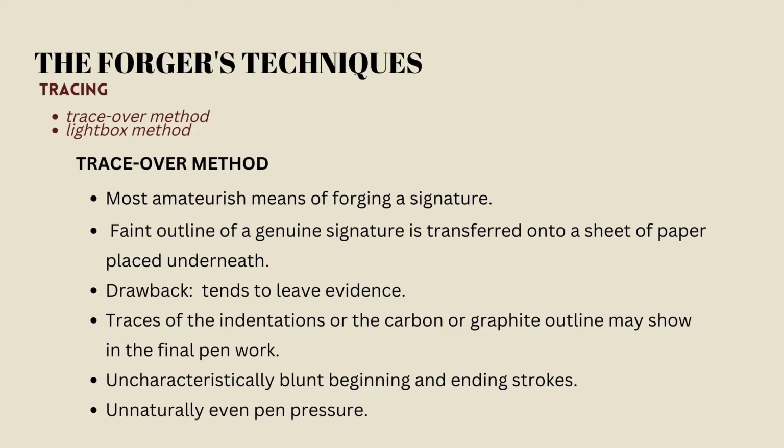The trace over method is one of the two methods of tracing. Tracing is an amateurish means of forging a signature, usually something very brief in text if it is by tracing. Typically, one or two means is employed, which is the trace over method and also the light box method. For the trace over method, the obvious drawbacks of such an approach is that it tends to leave evidence. It is difficult to follow the outline of the signature exactly.